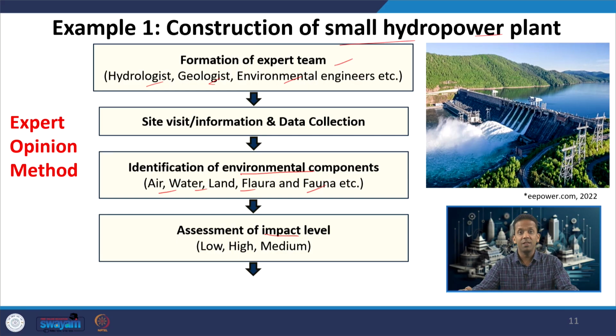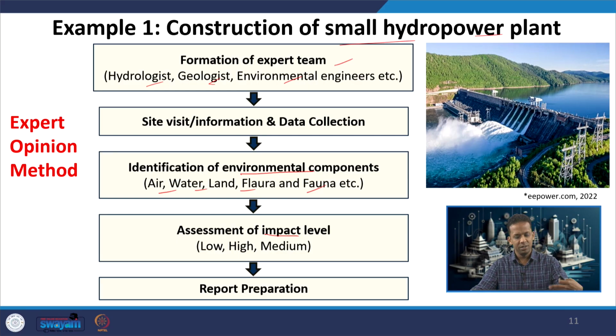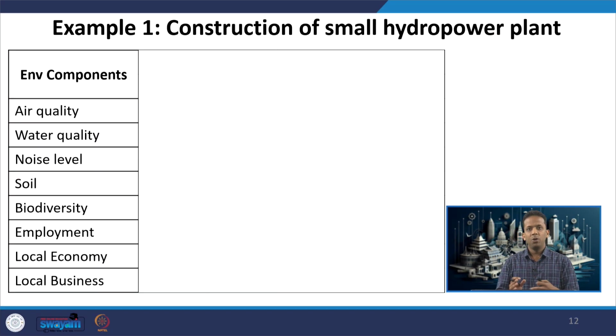So, accordingly we assess the impact level, and finally the team would prepare a report. If you have to represent the findings of the ad hoc EIA method in the form of a table, typically environmental components would be listed down in the first column. It can be a component of the environment, or it can be the aspect or the feature of the environmental component, which will directly determine whether there is an impact or not, or what property of that environmental component the activity is going to affect.